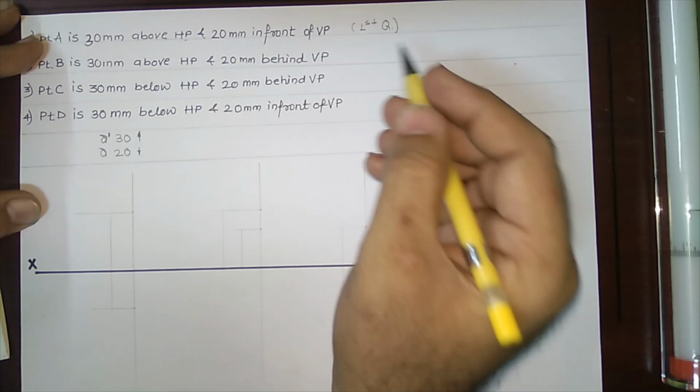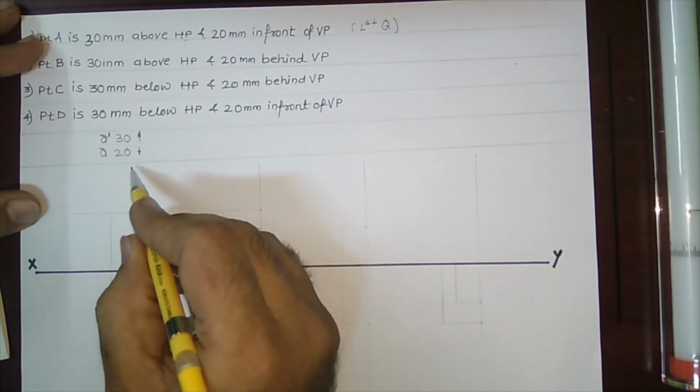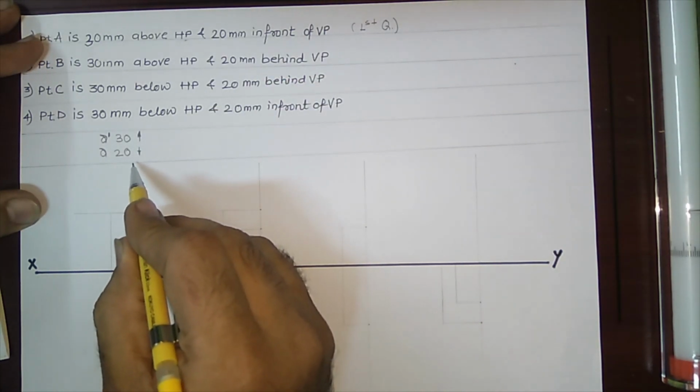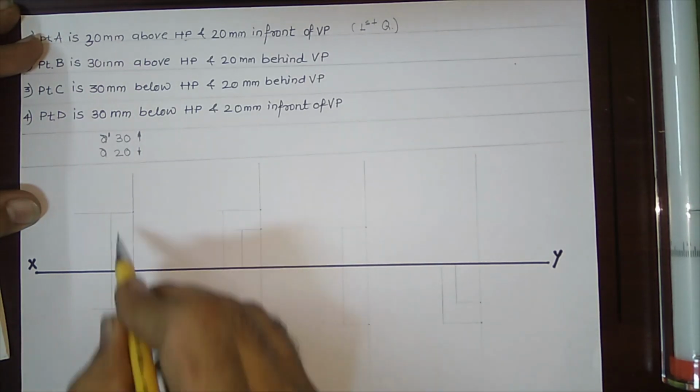Okay, now how to plot it? We always know that the front view and top view of any point always lie on the same vertical projector.